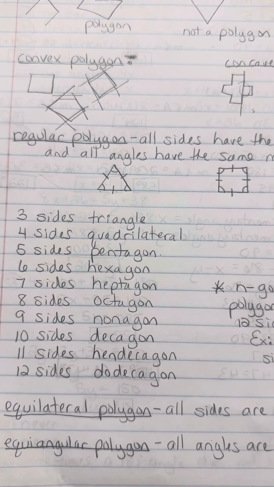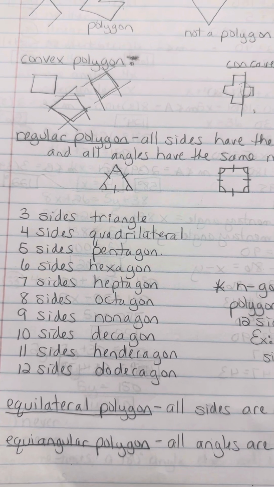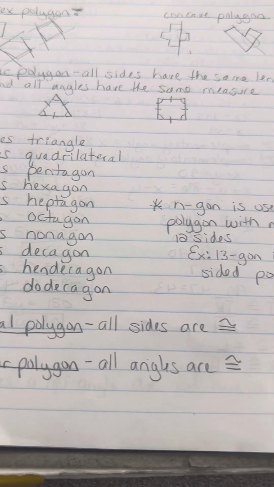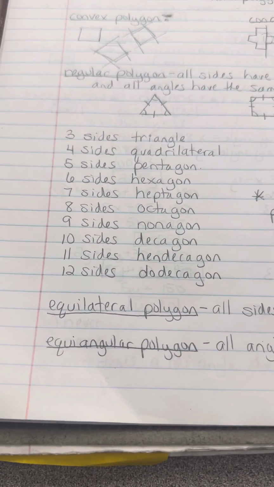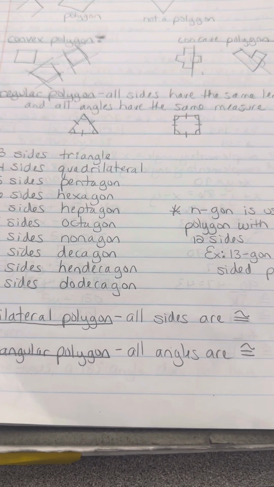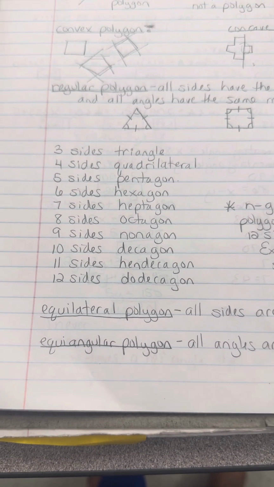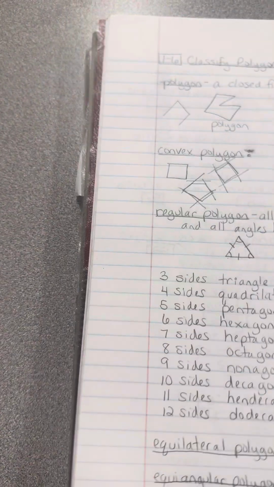For example, a hexagon is a 6-sided figure. It can be regular, it does not have to be. Equilateral polygon: all sides are congruent. Equiangular polygon: all angles are congruent. So if it's equiangular and equilateral, it's therefore called regular.